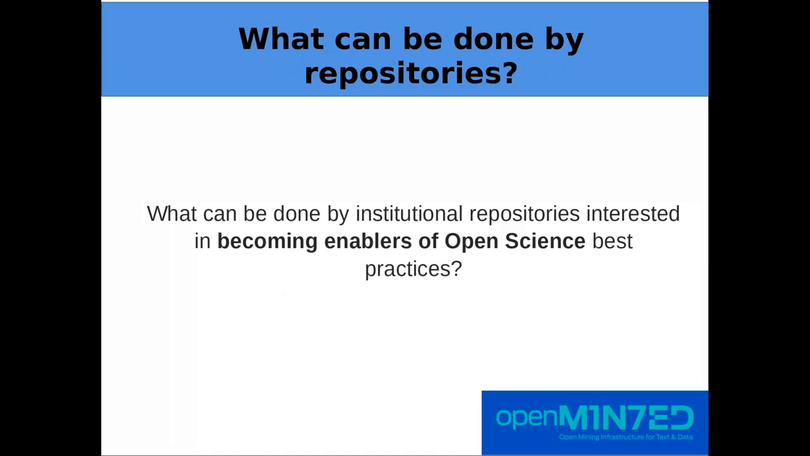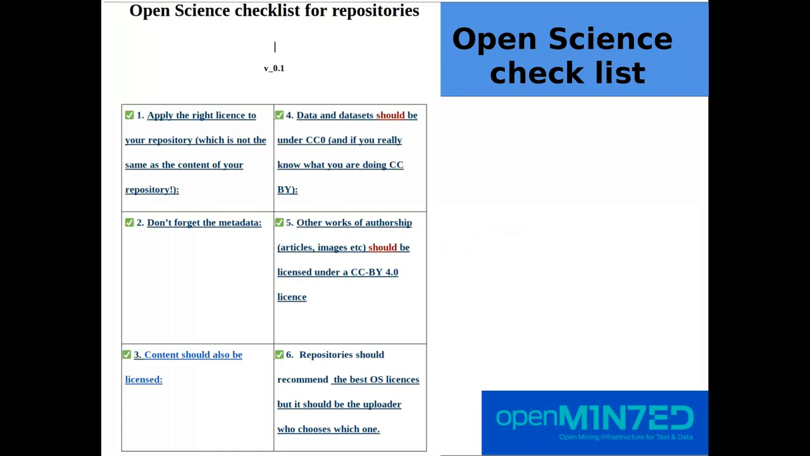Given this framework, we thought it would be very important to answer the question: how can repositories become enablers of open science best practices? So with this in mind, we developed the open science checklist for repositories. You can see a screenshot here. You can also notice that lawyers are not really experts in graphic design, but fortunately there are colleagues who are. So this is the legal information that we need, but very soon you will have this packaged in a very attractive graphical presentation.